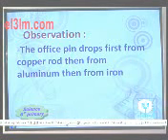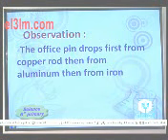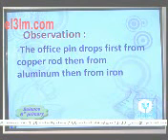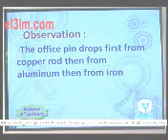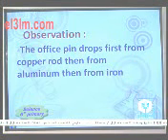The office pin drops first from the copper rod, then from the aluminium, then from the iron. It means that copper is a very, very good conductor, and aluminium comes in the second stage, then last the iron. All are good conductors, but the very best one of them is copper, and the iron comes at the later stage.